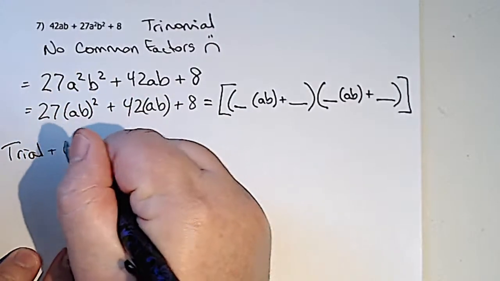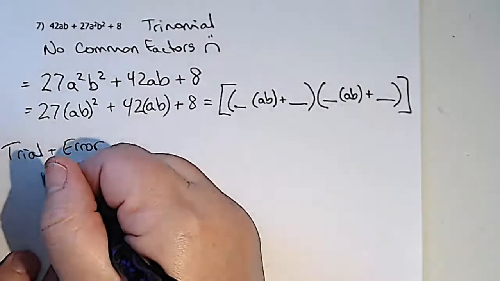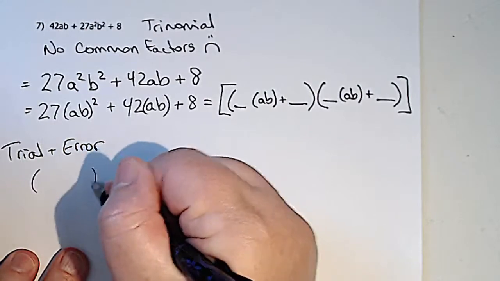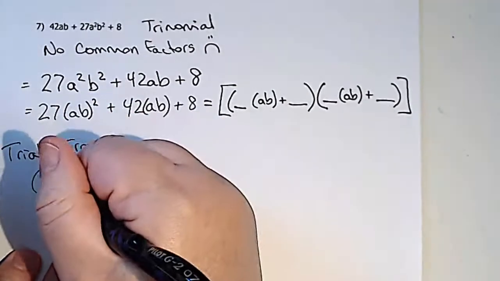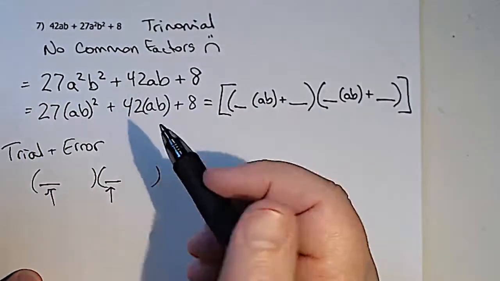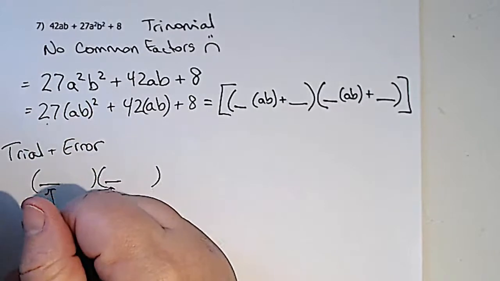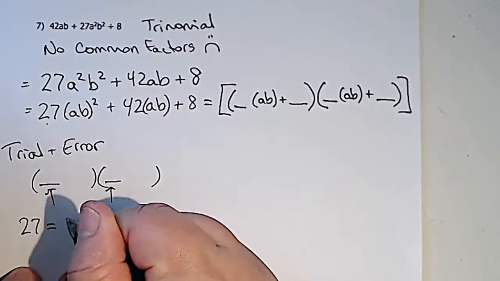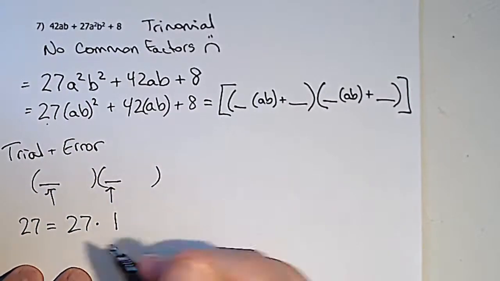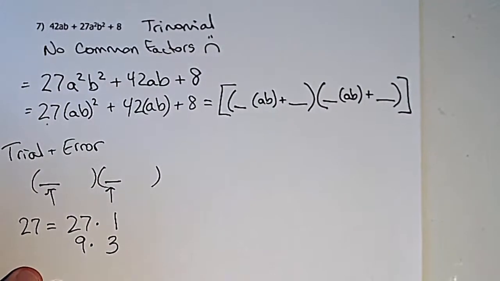Trial and error. That tells us that first we need to know these first numbers. And I've got 27 times the quantity AB squared. So I need to make 27. 27 is 27 times 1, or it's 9 times 3. You could also do 3 times 9.